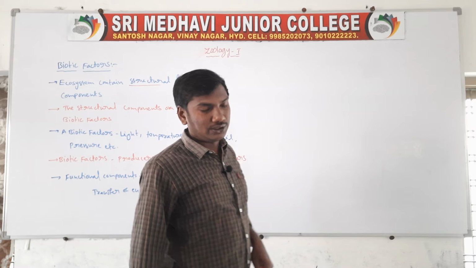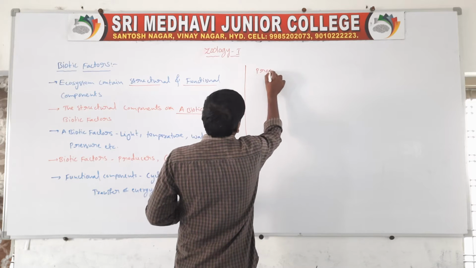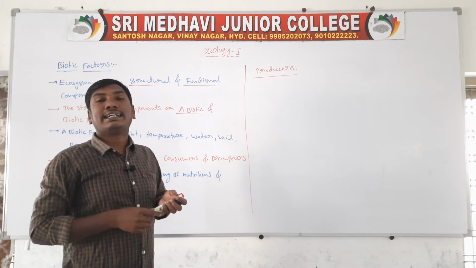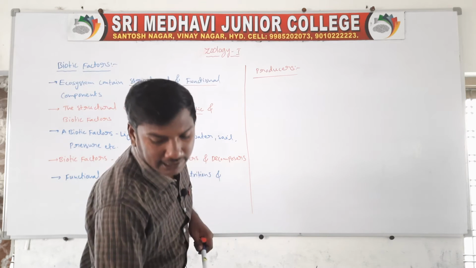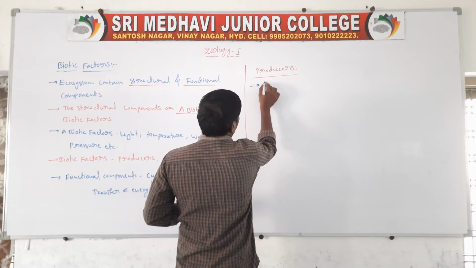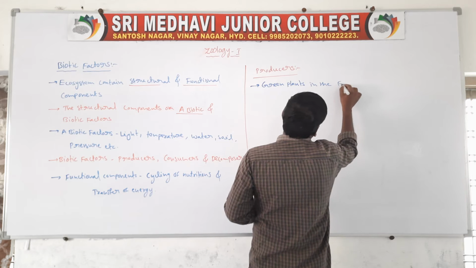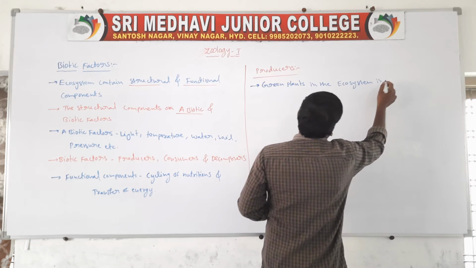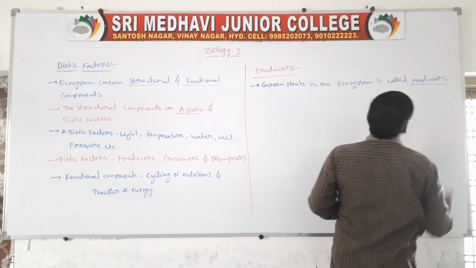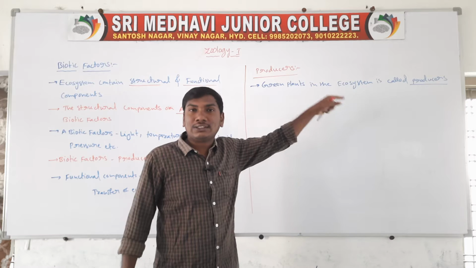Next, first heading, producers. In an ecosystem, the green plants are called producers.